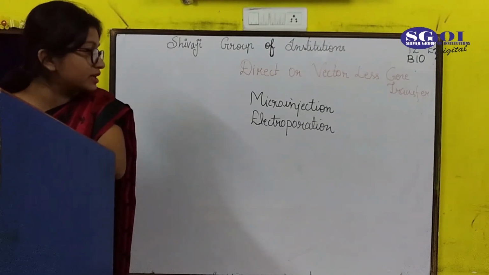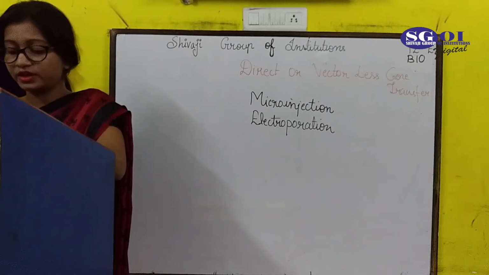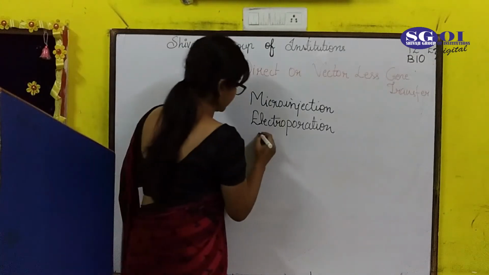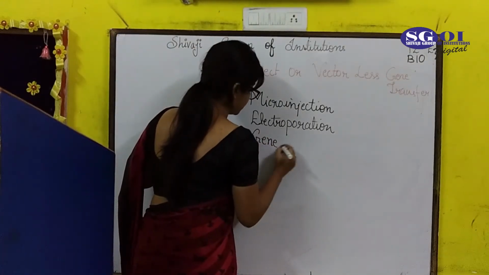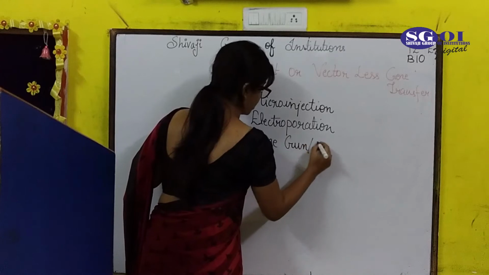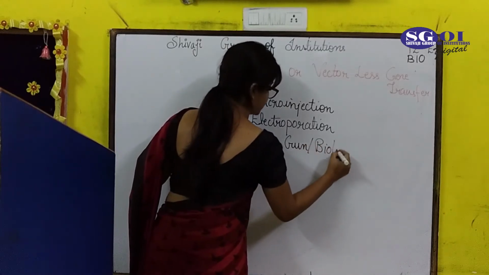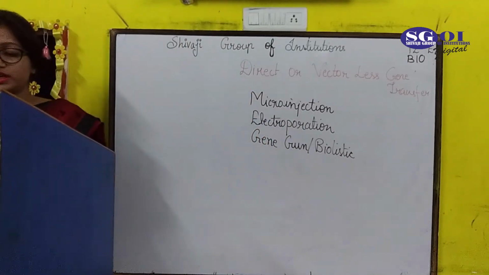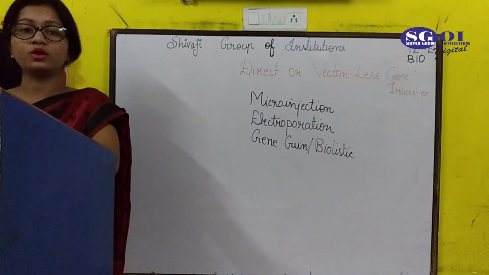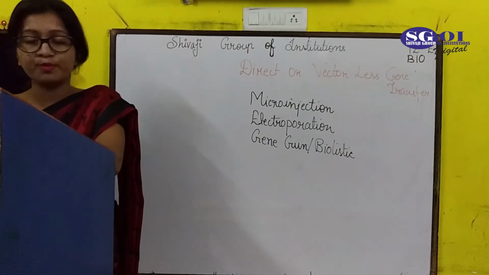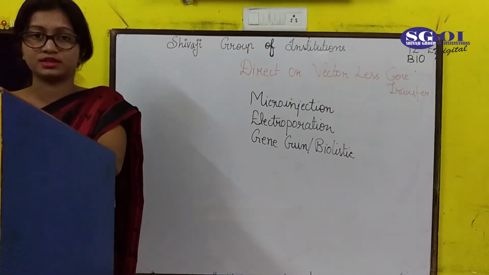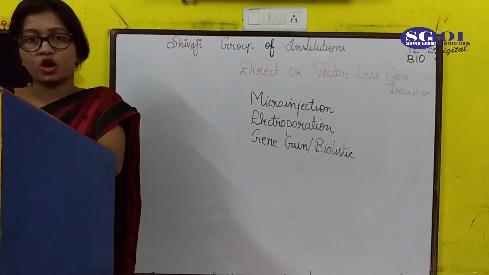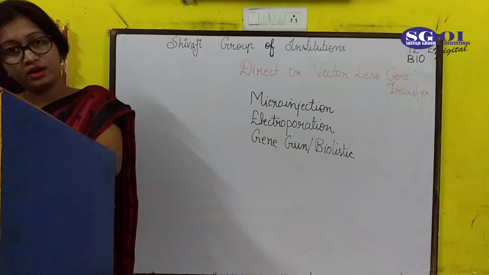The second method is electroporation, and after that came the third method, which is the gene gun, also known as bioballistic. So what is done in the process of gene gun or bioballistic? The DNA is coated onto microscopic pellets of gold or tungsten, and it is shot with high velocity into the target cell.